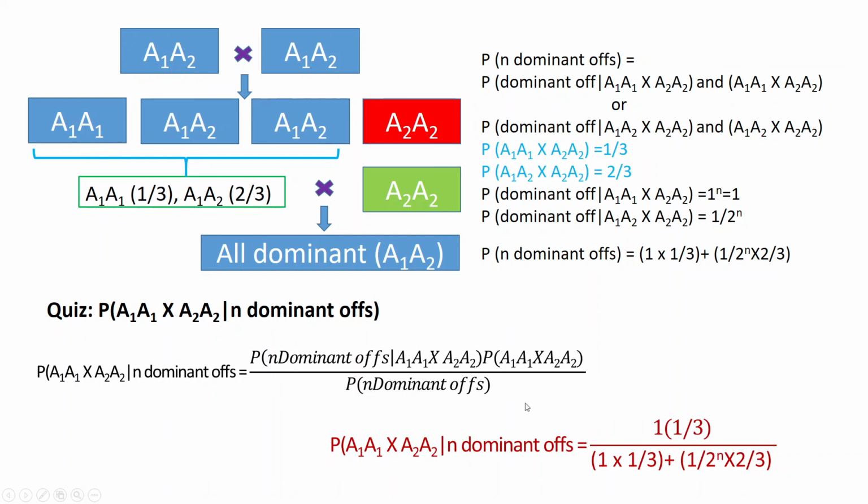So using this formula here, we can substitute the probability of n dominant offspring given that an A1, A1 and A2, A2 cross has occurred. It is this one, 1, times this probability that the A1, A1 and A2, A2 cross has occurred. This cross is here, that is 1 times a third, divided by the probability of n dominant offspring, this one here. If you solve this, then you have the answer: the probability of the cross A1, A1 and A2, A2 occurring given that n dominant offspring has occurred.